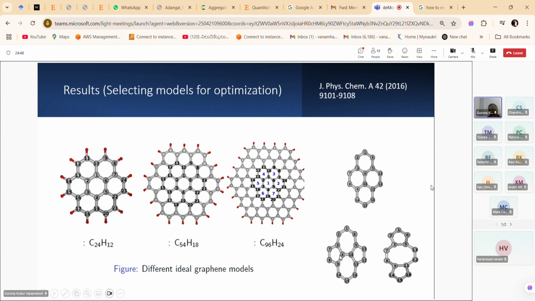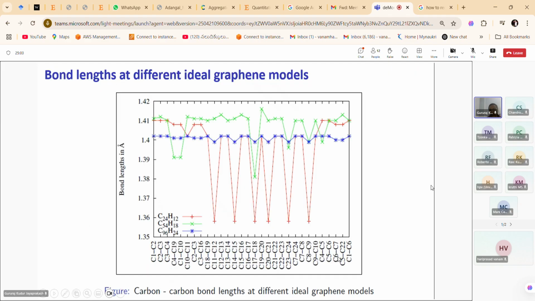As a result, what happens? Four hexagons will become two heptagons and two pentagons. The double vacancy defect usually happens when two carbon atoms are missing from their lattice points. As a result, we will get one octagon and two pentagons.